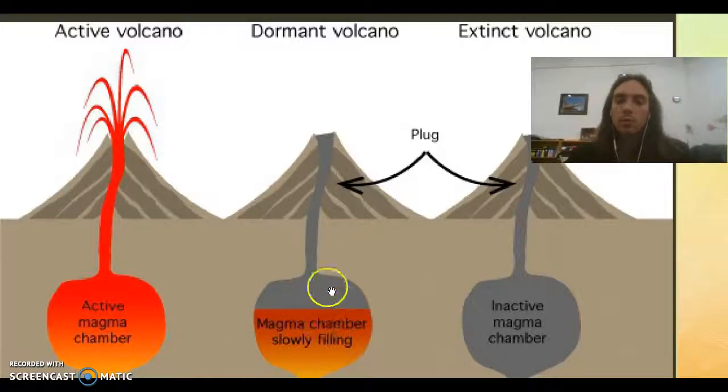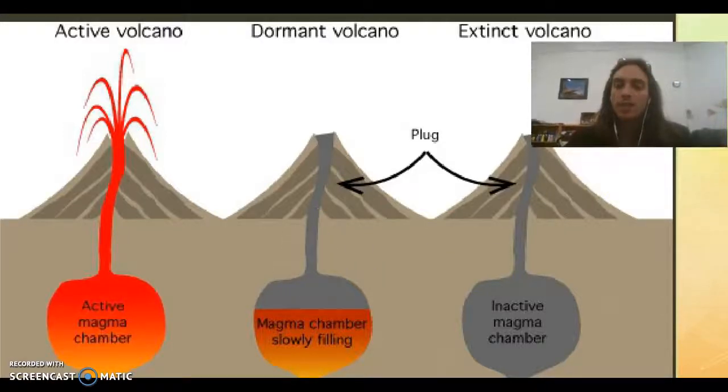A good example of a dormant volcano is the supervolcano in Yellowstone. I'm sure you all have heard something about it. We have this huge magma chamber underneath Yellowstone. It hasn't erupted for a long time, but we expect it to erupt again within a relatively soon future, like a couple hundred to 1,000 years.